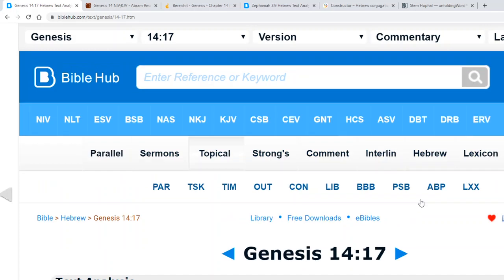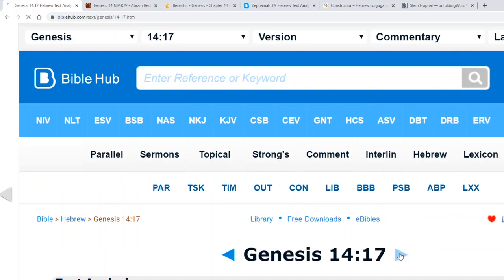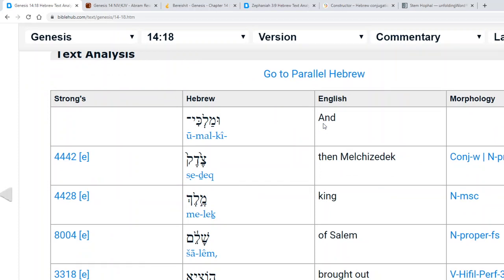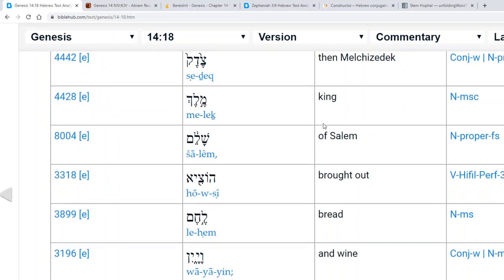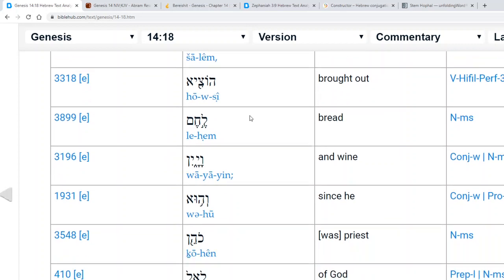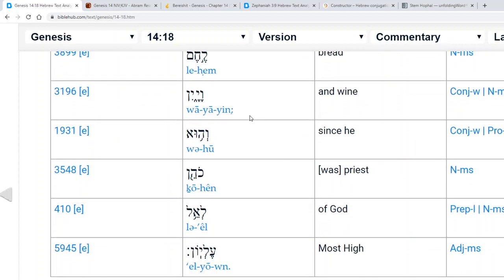Okay, next verse. 18. Umalkisedek melech Shalem hotzi lechem vayayin vehu chohen lekel elyon. Right?